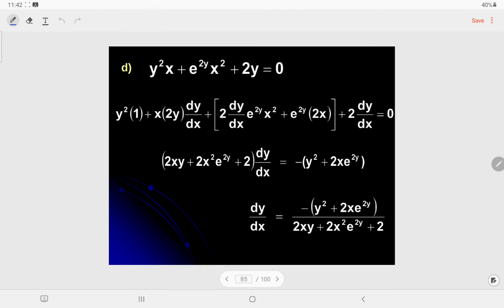And then in the next example, y square x plus exponential 2y x square plus 2y equal to 0. This one is uv, because there are two variables x and y. So uv prime plus vu prime, differentiate y square equivalent to 2y dy over dx.